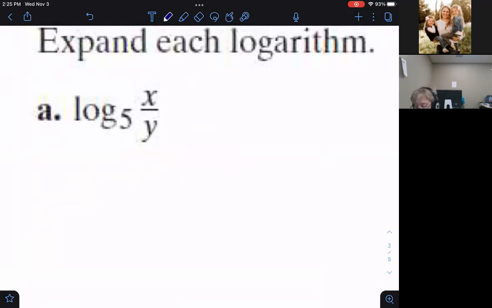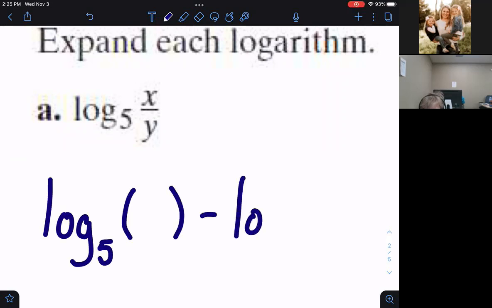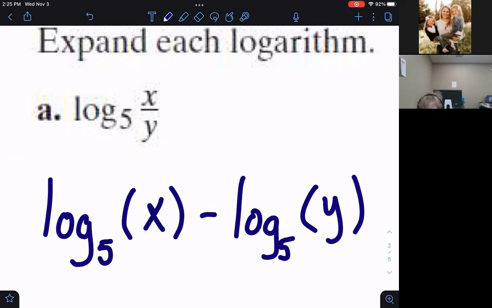So looking at example A, we have a division problem. Since it's division, we're going to separate it using the quotient property. So we're going to have log base 5 of something minus log base 5 of something else. So our task now is to figure out where the x goes and where the y goes. Remember, for the quotient property, order matters. The x must be in the first set of parentheses, the y must be in the second set. And you will see this sometimes without the parentheses because it's just x and y. So be mindful that sometimes they'll have the parentheses and sometimes they won't.